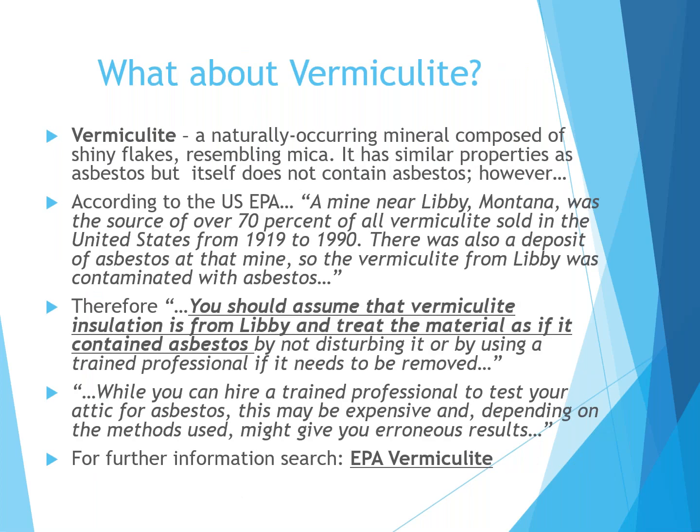So here's something that will be directly applicable to you all. Now we're going to start getting into the regulations and what will be more applicable in that way. So vermiculite, that's a question we get a lot. What is vermiculite? Why is it a concern? Or is it a concern at all? Vermiculite is a naturally occurring material which is similar to mica. It has similar properties to asbestos, but it itself does not contain asbestos. However, a mine near Libby, Montana, which is the predominant mine in the United States where asbestos was mined, was the source of over 70% of all vermiculite sold in the United States from the period of 1919 to 1990. There was also a deposit of asbestos at that mine.